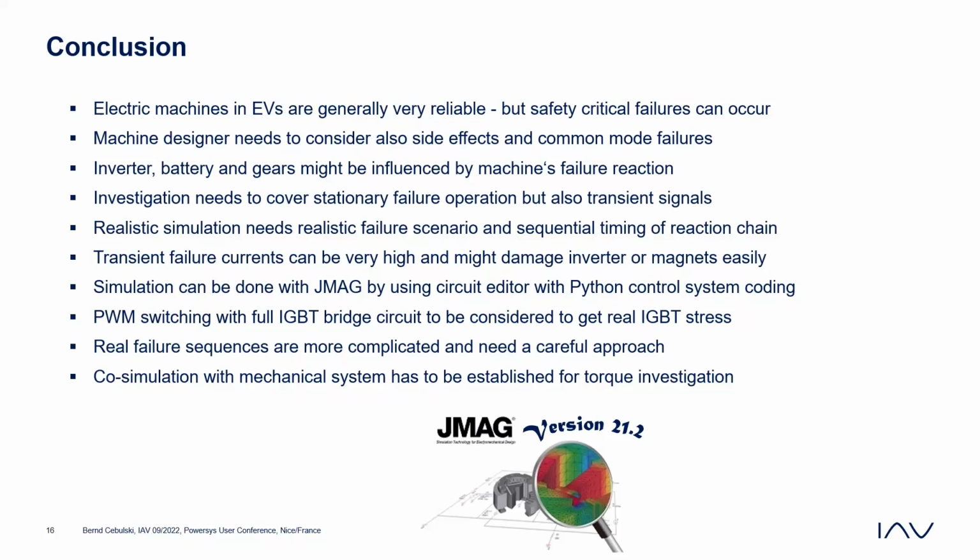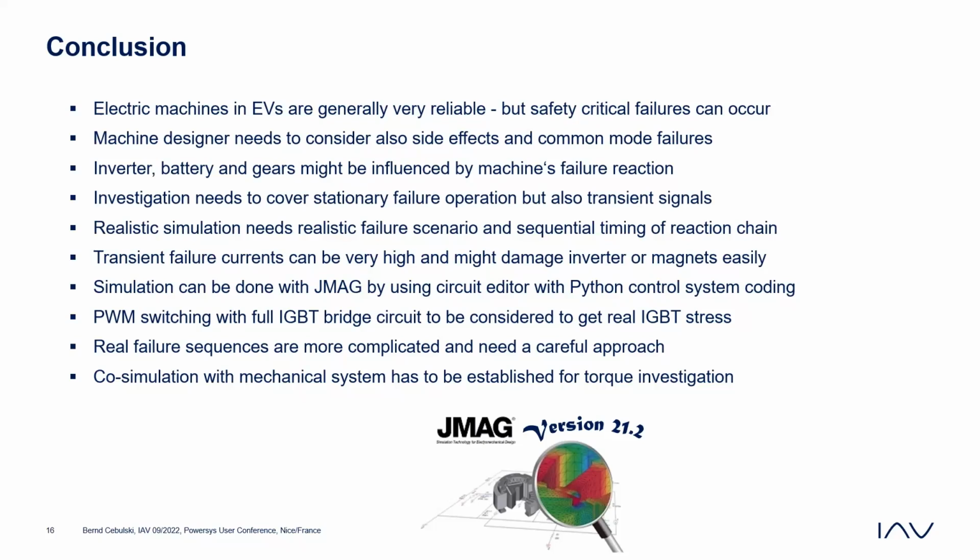And also common mode failures and issues. If something happens and as a consequence something else happens, this is called common mode failure. These are not two separated failures. This has to be considered as well. The inverter, battery and also the gear train are of course affected. If you have a high torque peak, this might also destroy the shaft on the gear train or something in the inverter. And the investigation needs to cover the stationary failure as well as the transient failure.